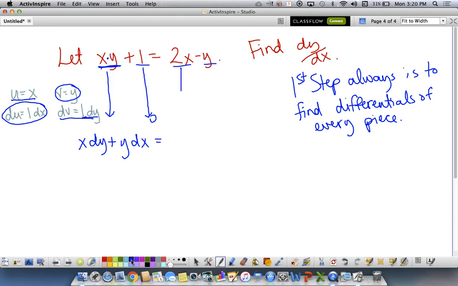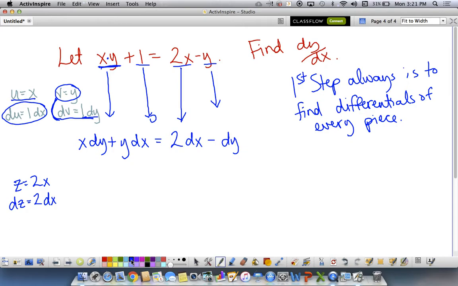Equals, now what's the derivative or differential of 2x? If z equals 2x, what is dz? What's the derivative of 2x? 2. All right, it's only 2, but I need that dx. Okay, so we've got a 2 dx minus, what about the derivative of y? You're right, it's 1 dy. Because we really just did it up here on this one.